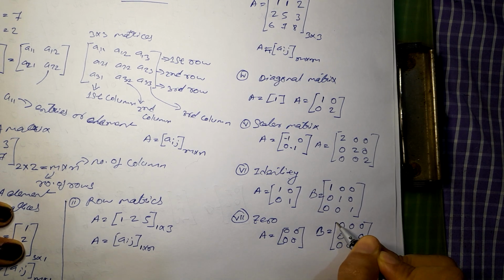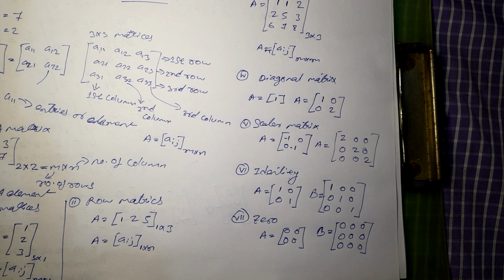You have to remember it. They will only mention the name. As soon as you hear the name, you have to write the matrix by yourself. That is the purpose of this. Whenever they say diagonal matrix, you have to remember how the diagonal matrix is represented. If it is a scalar matrix, you have to write how the scalar matrix is represented by yourself. So these are the types of the matrix.